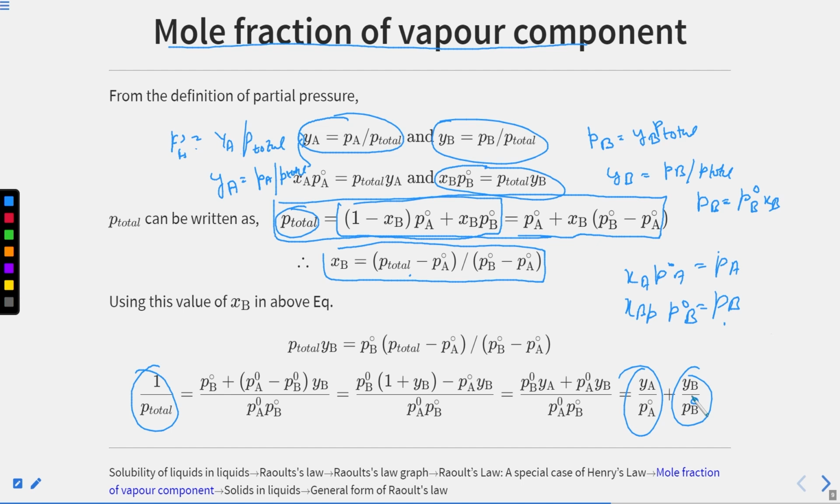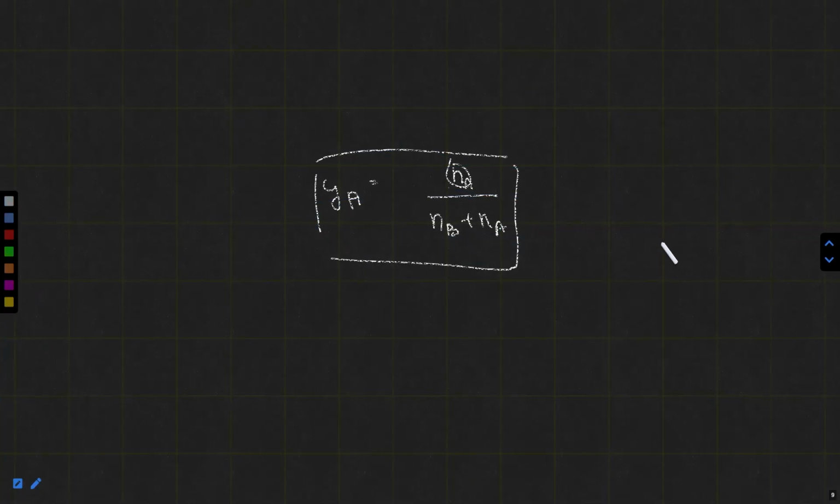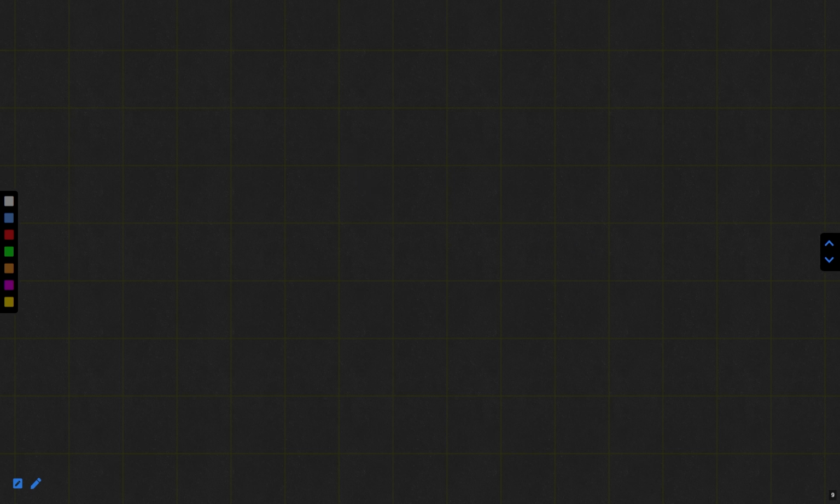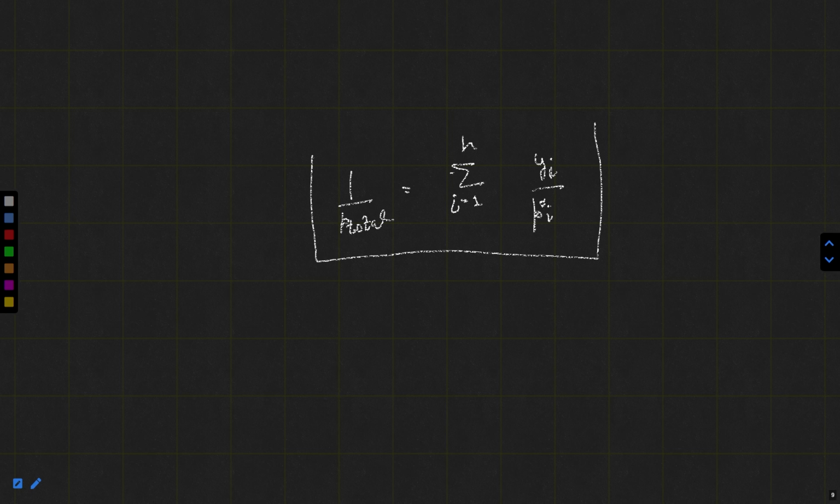Now, if you want to generalize it, for any component system, 1 by P total is equals to the summation of i equals 1 to n of YI by P naught I. So this is the final equation that we are looking for.